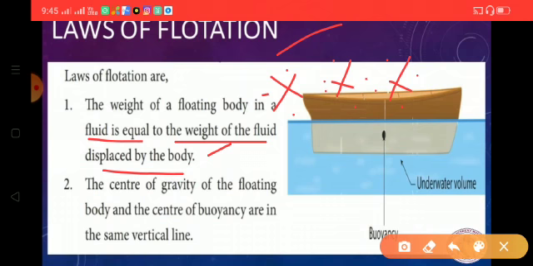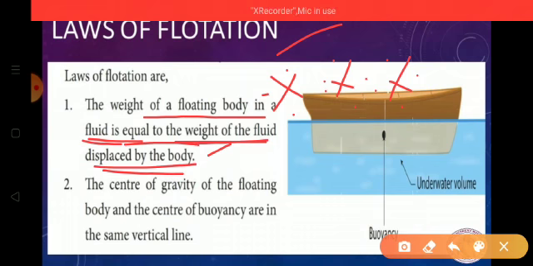Okay, that we already learned in the Archimedes principle. The same principle we can use in the law of flotation. The weight of the floating body in a fluid is equal to the weight of the fluid displaced by the body. Okay, this is similar to the Archimedes principle.